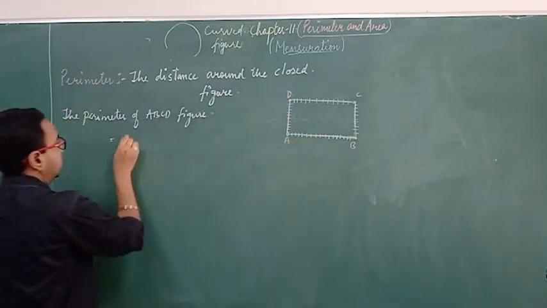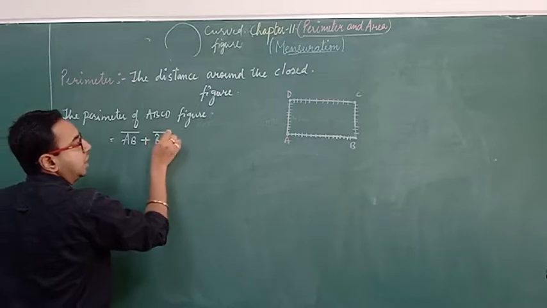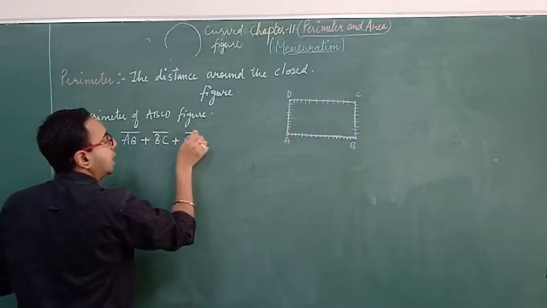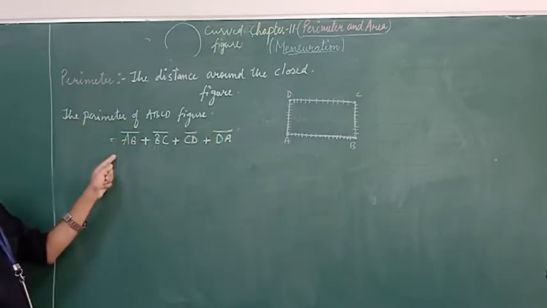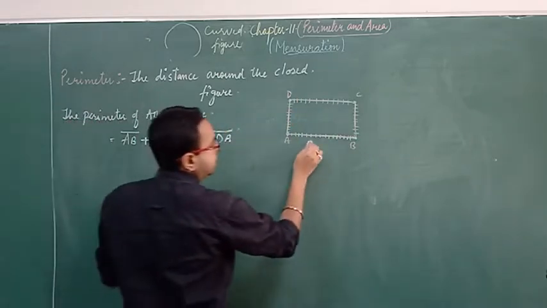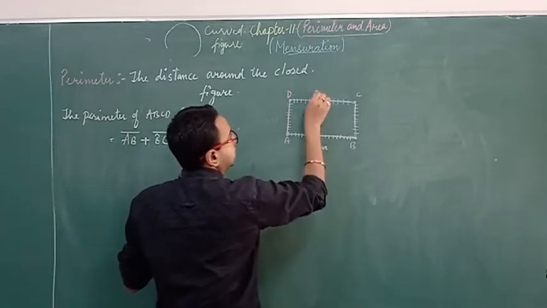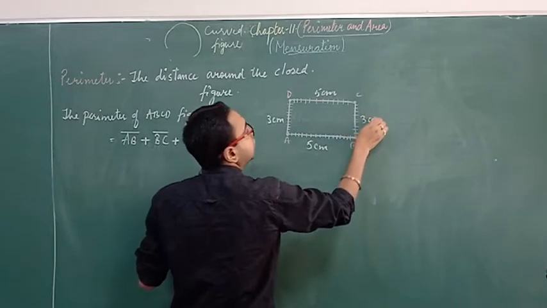A to B, B to C, C to D, D to A. This is what perimeter is: the length, the distance around the figure. So for example, this is 5 centimeter. This is also 5 centimeter. This is 3 centimeter. This is also 3 centimeter.